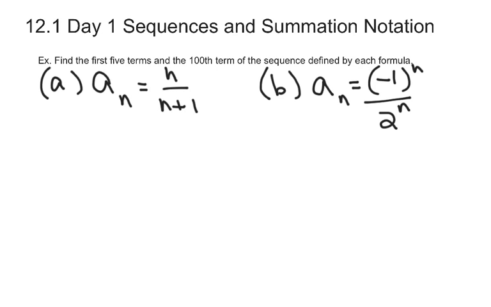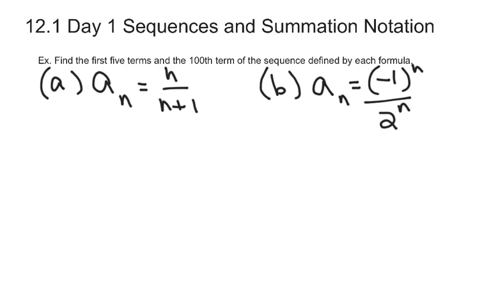This is going to be half of the material in section 12.1, which was about sequences and summation notation. We spent the first day of this section talking about sequences, and sequences are really easy. They're functions whose domain is the set of natural numbers. That means that we're only going to plug in to the equations numbers like 1, 2, 3, 4, 5, 10, 100, a million, a quadrillion.